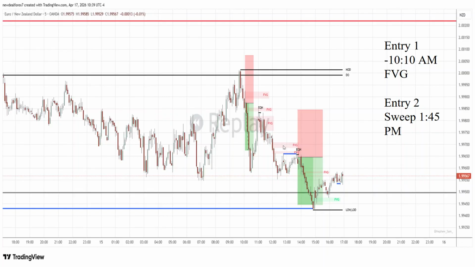Also entry number 2 came at 1:45 p.m., which is normally past my trading time, but it did pan out here, where you had a sweep and a fair value gap and equal highs. So that was a great confluence of signals to say, hey, this could be a safe trade to go short in line with the bias. Okay, so that was that.